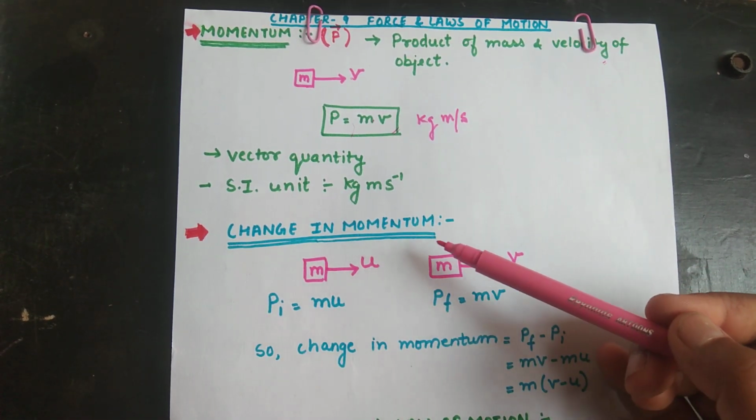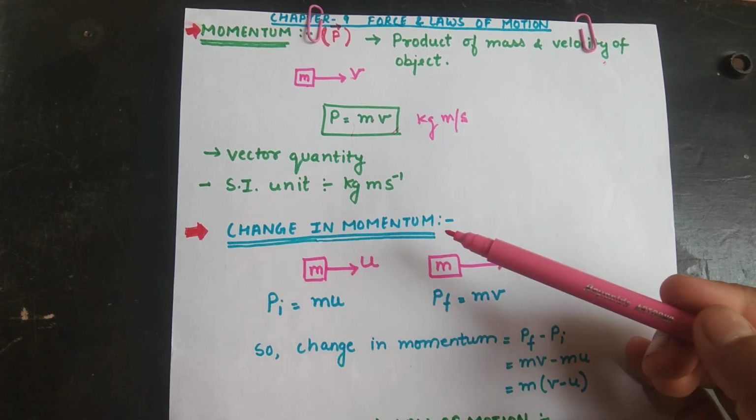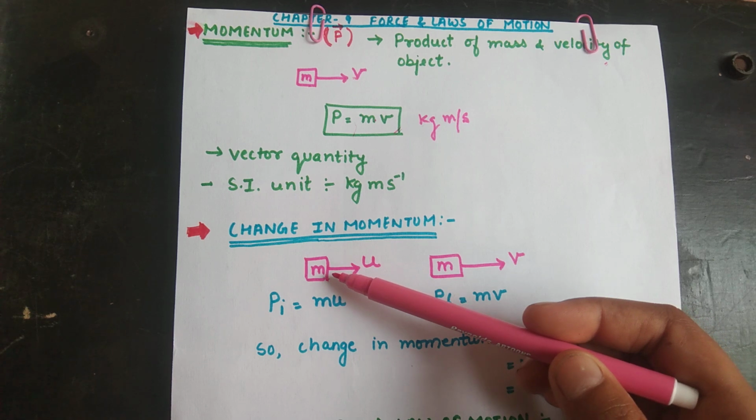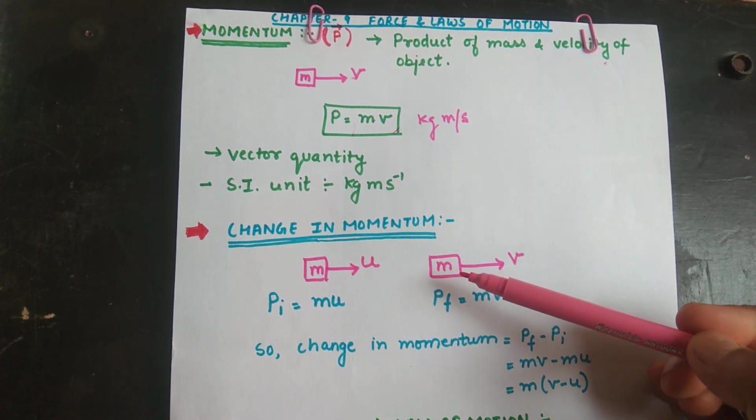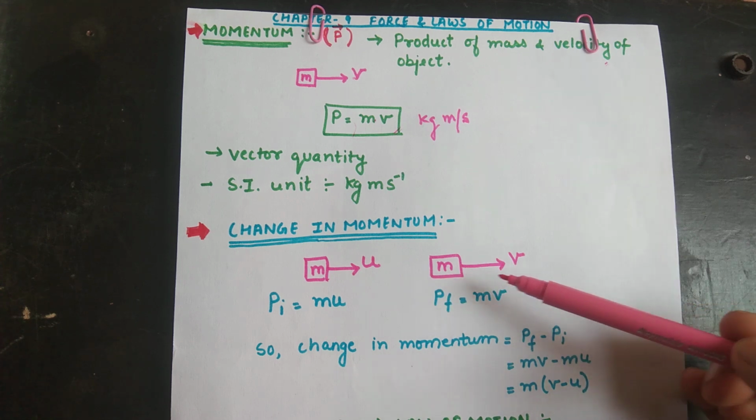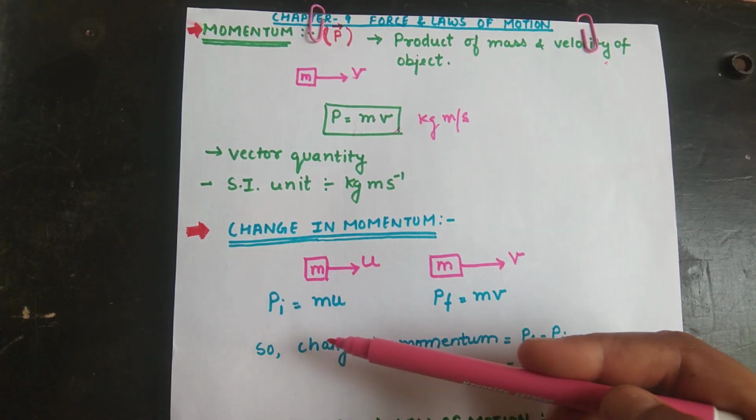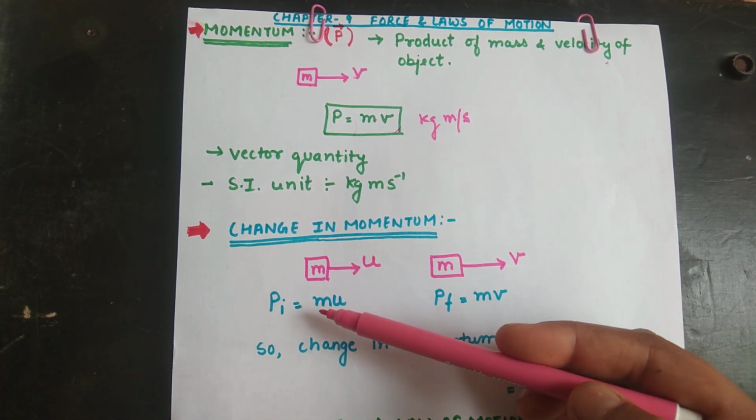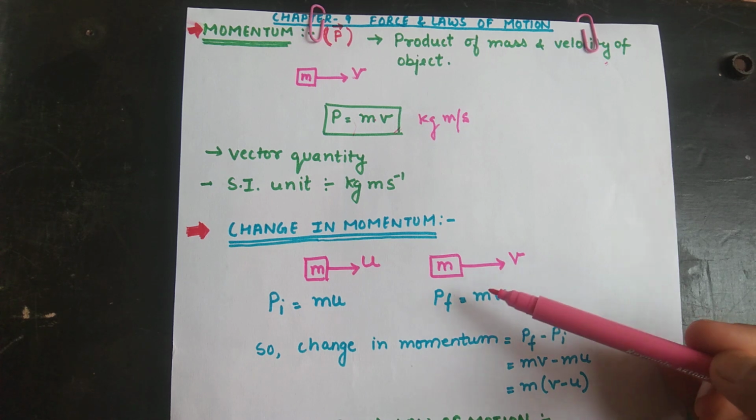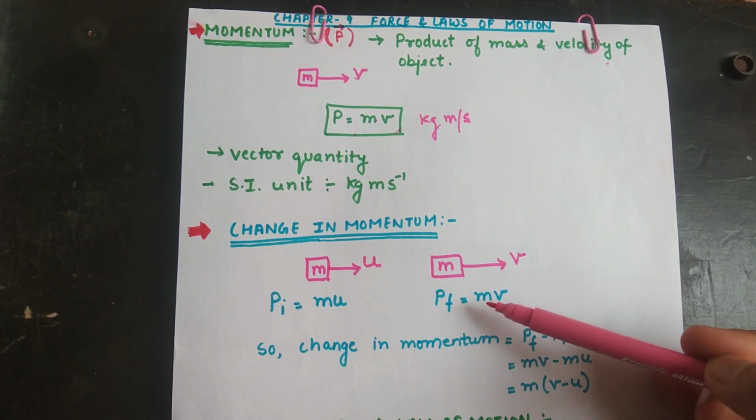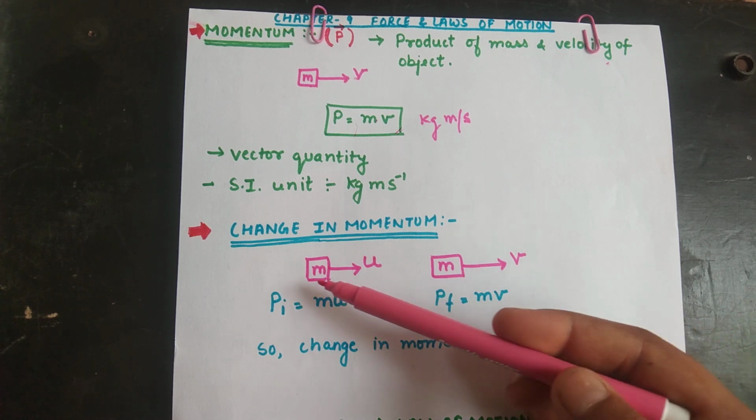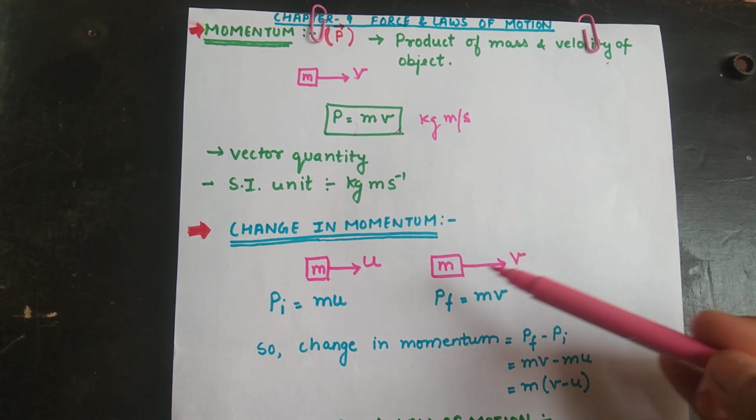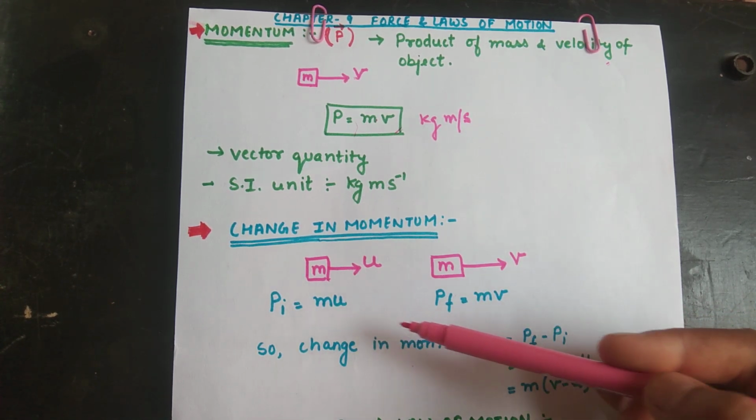Now the next topic is the change in momentum. What is change in momentum? Suppose an object is moving initially with velocity u, and after some time, finally it moves with velocity v. So initially the momentum of the object is P initial, which equals m into u, and finally the momentum is P final, which equals mass into final velocity, m into v. Initial and final momentum are different because initial and final velocity are different, so the product of mass and velocity is different.